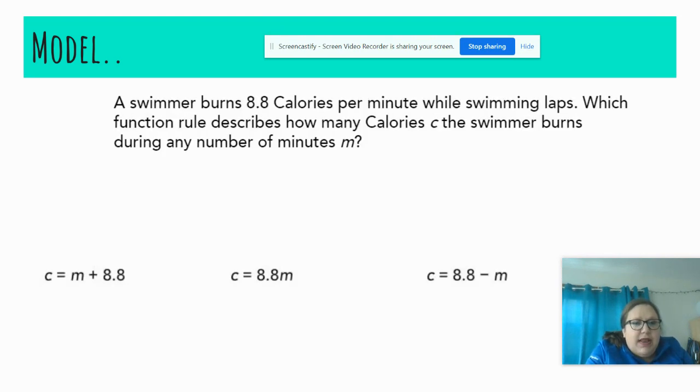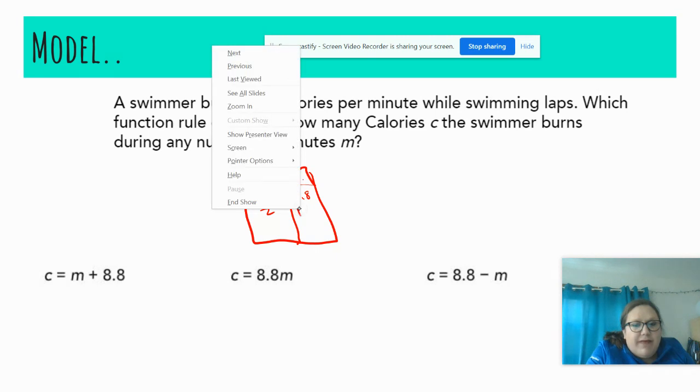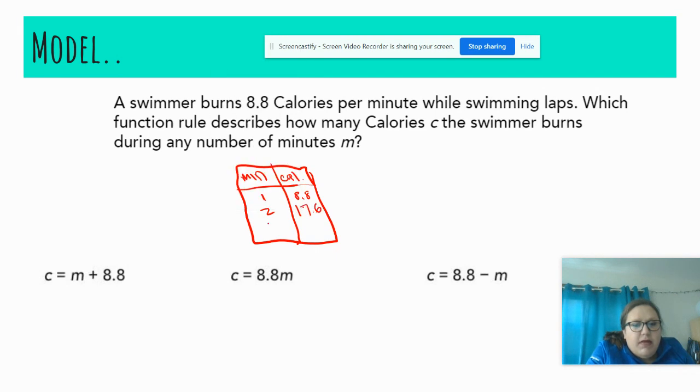All right, a swimmer burns 8.8 calories per minute while swimming laps. What function rule describes how many calories the swimmer burns? If I did this out, so this would be the minutes and the calories. So after 1 minute, it's 8.8 calories. So after 2, we would double that. So that would be 17.6. And then we would keep going. So basically, each time we are increasing at a rate of 8.8. So the number of calories is 8.8 times the minutes, or 8.8 per minute.